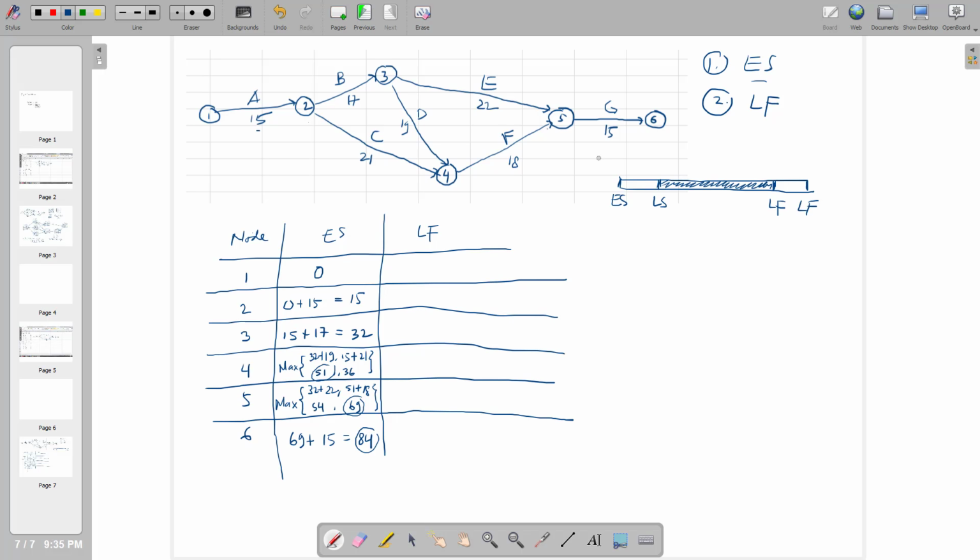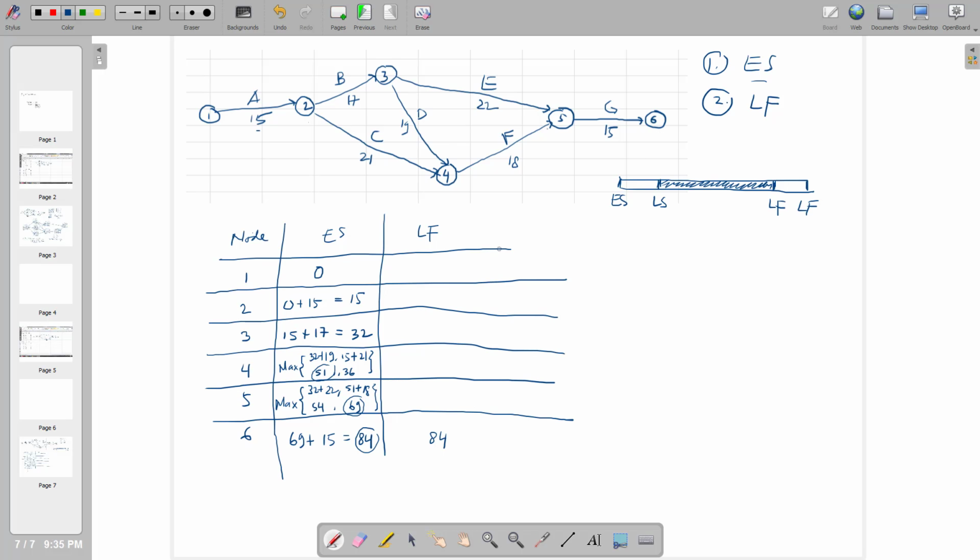Now, because the early start of node 6 is equal to the late finish, this one will also be 84. They are sharing the same value, because they are in the same node. This is 84 as well.